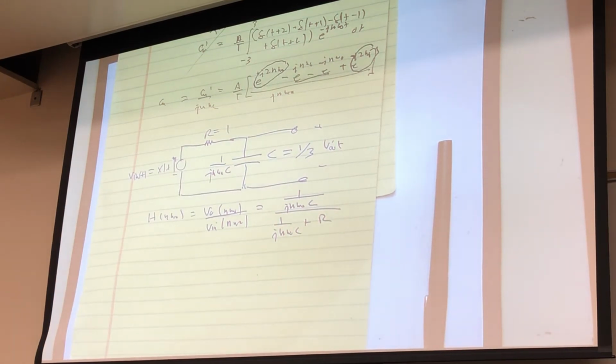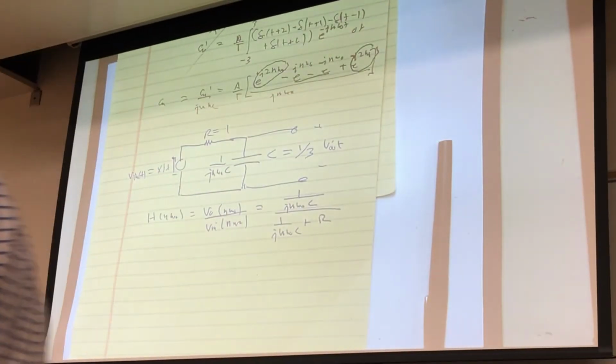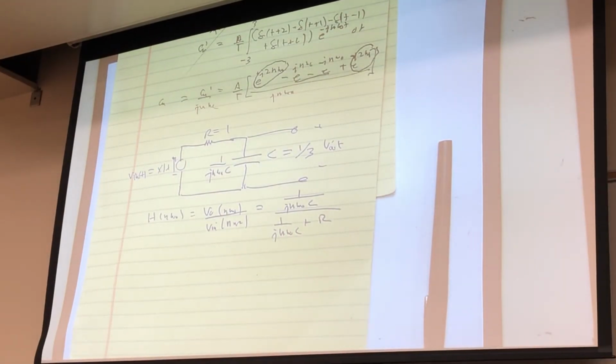I'm going to go a step further. First, how many see that right there? That's a ratio of output to input, isn't it? Now what I'm going to do is this. I'm simply going to multiply top and bottom by j n omega naught C. Why would I do that?